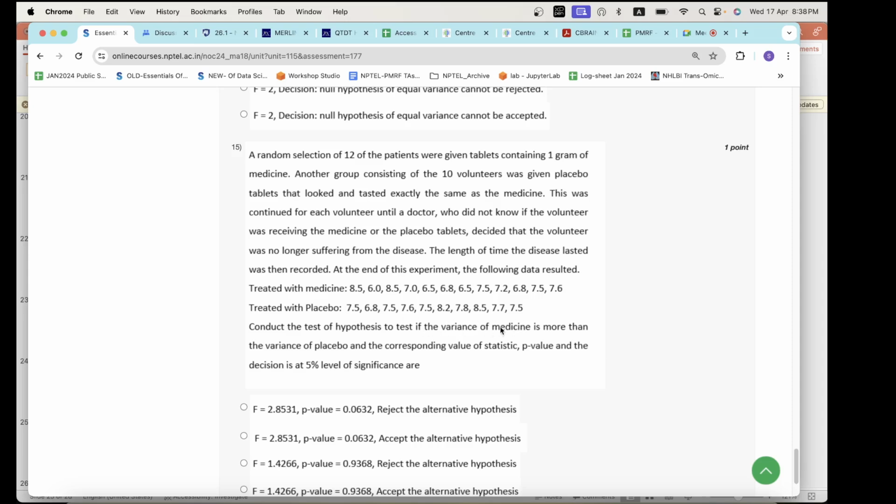This is the equality of variance test. So for equality of variance, what was your test statistic? Do you remember?